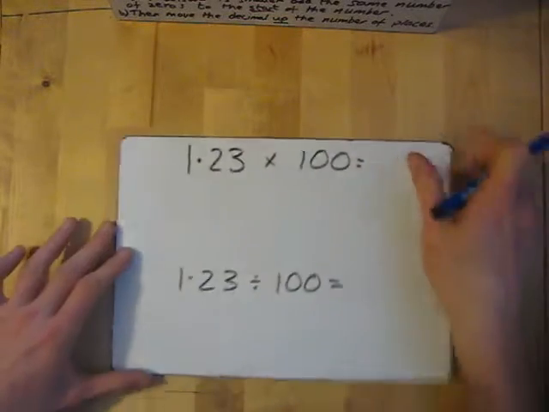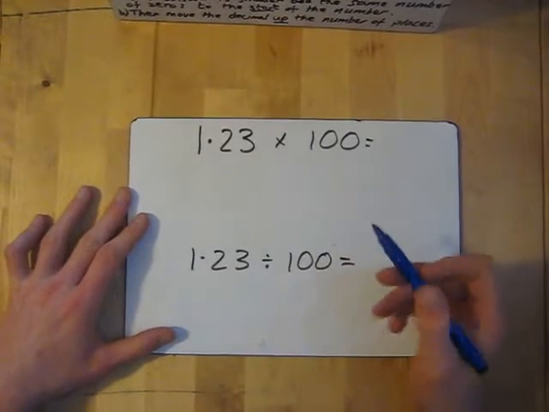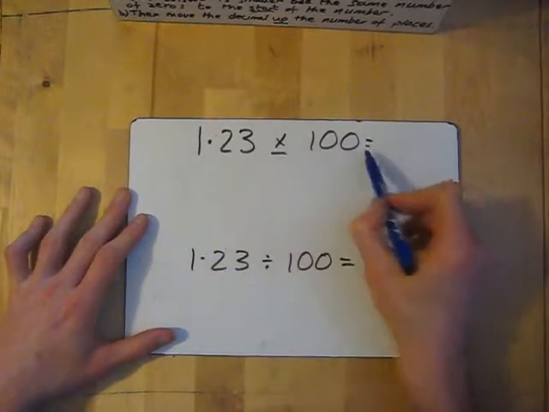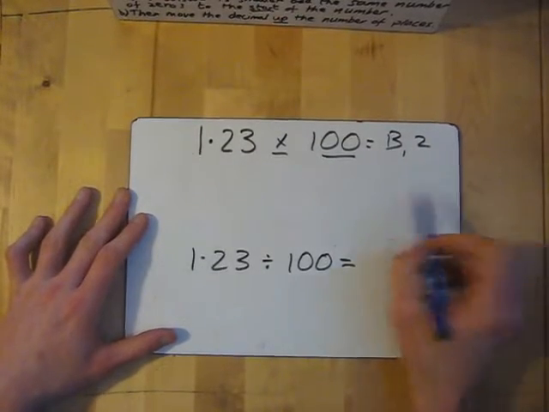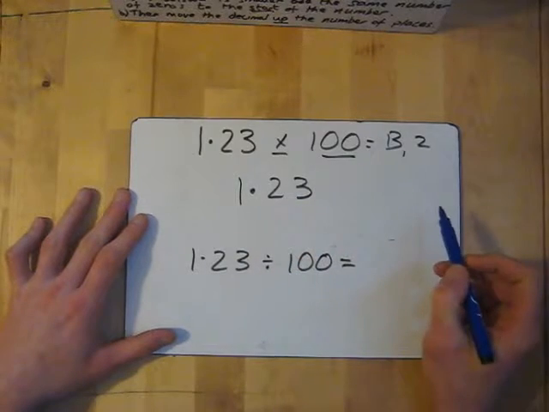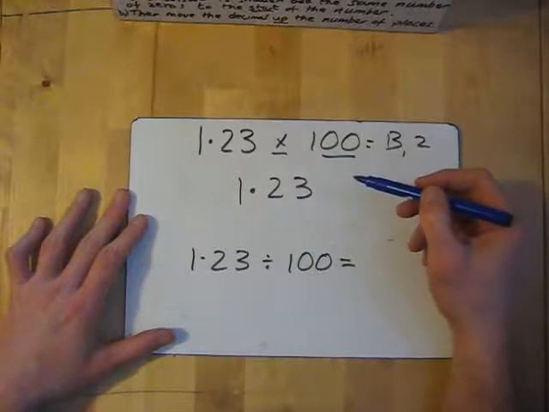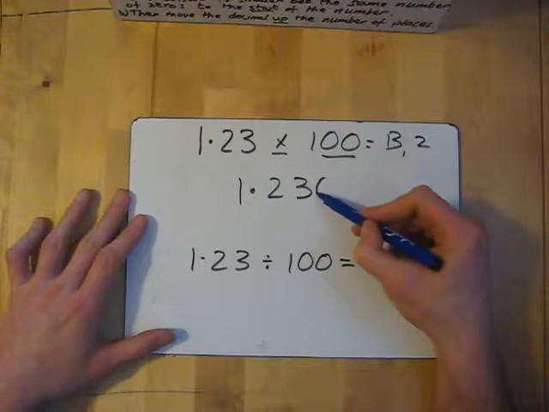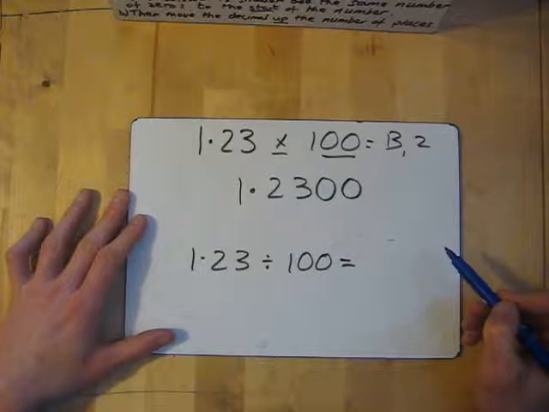So I've got 1.23 times 100, and 1.23 divided by 100. So follow the rules. First off, bigger or smaller? Bigger. How many places? It's got 2, so bigger by 2 places. So I'm going to write my number, 1.23. Now, if the answer is bigger, I have to add the same number of zeros to the end of the number. So I'm going to put 2 zeros here, just in case.